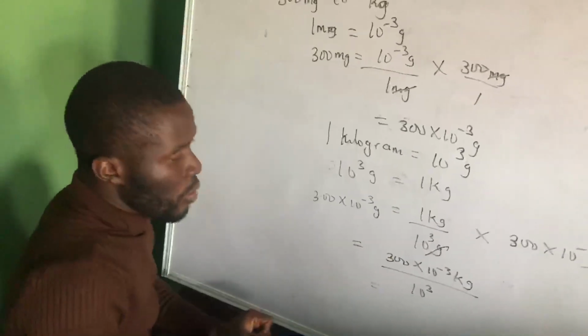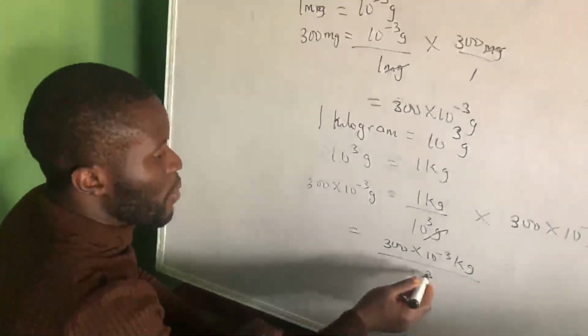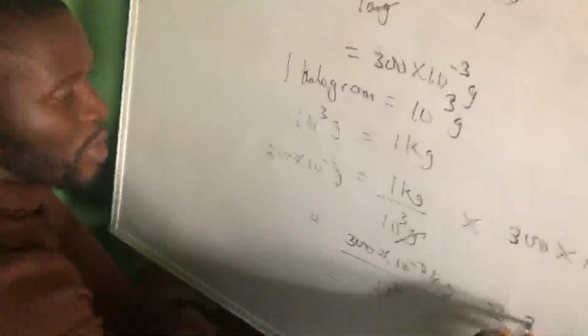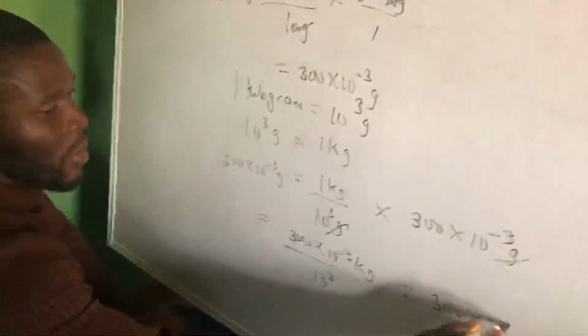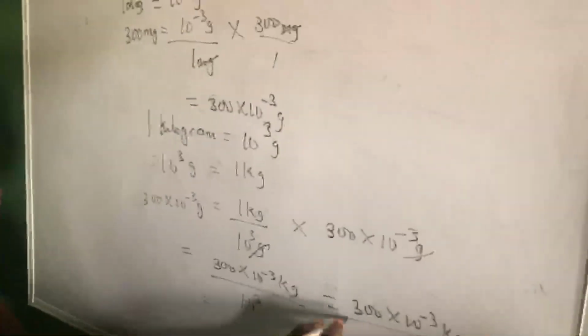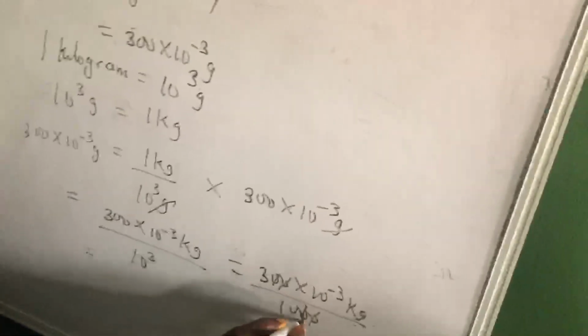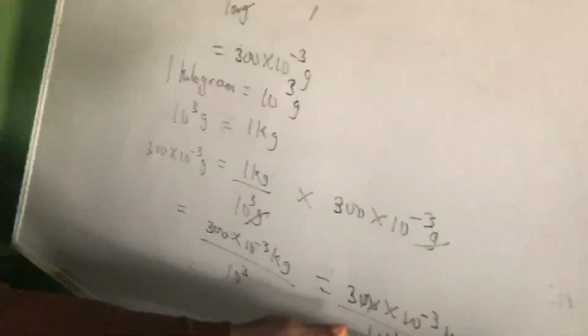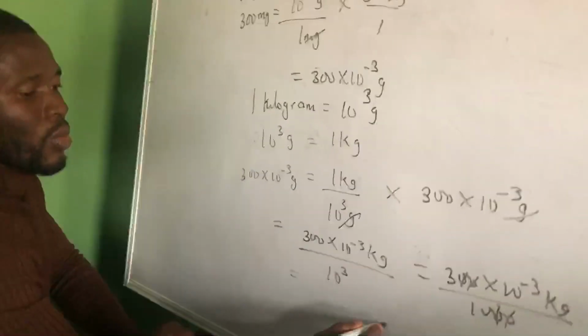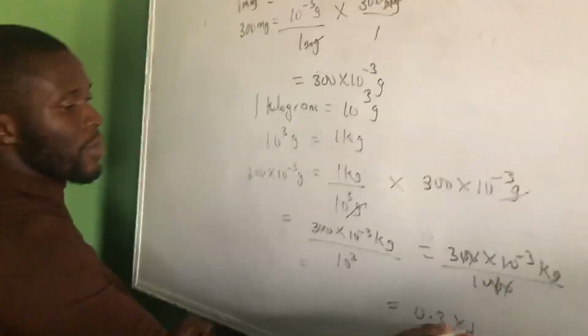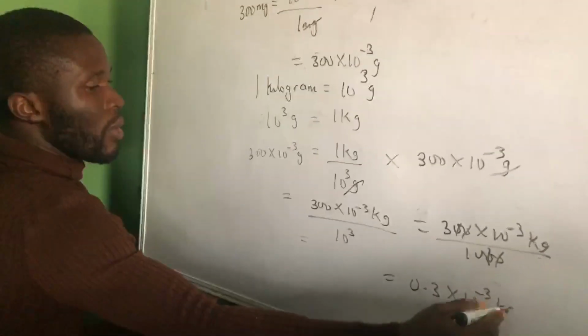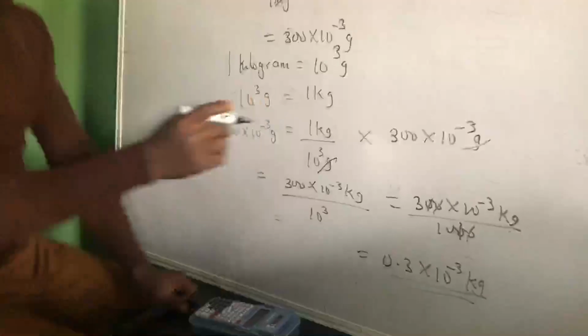Now, what do we do about this? 10 raised to the power 3 means what? It means 300 times 10 raised to the power minus 3 kilogram over 1000. And this cancels this. That's 3 over 10. And what's 3 over 10? That's 0.3. So that's 0.3 times 10 raised to the power minus 3 kilogram. So that's the conversion to kilogram.